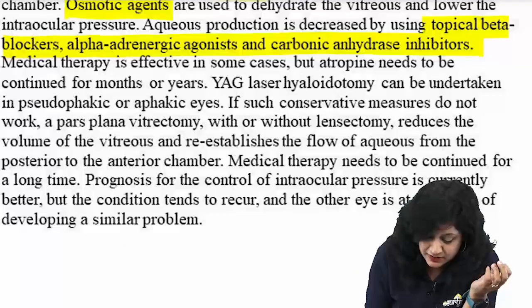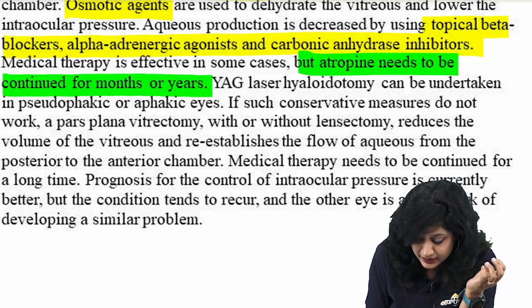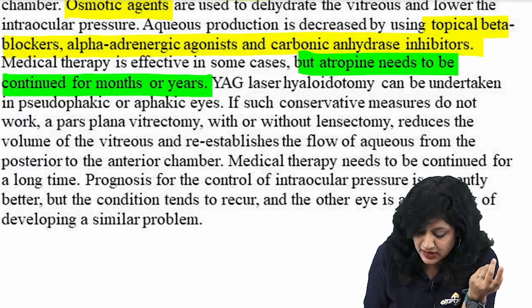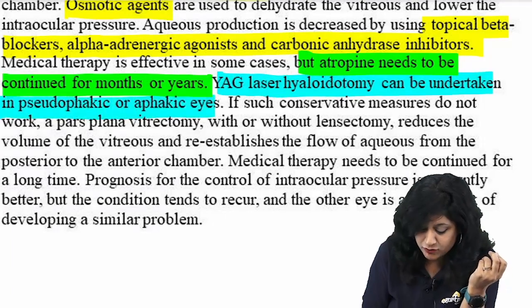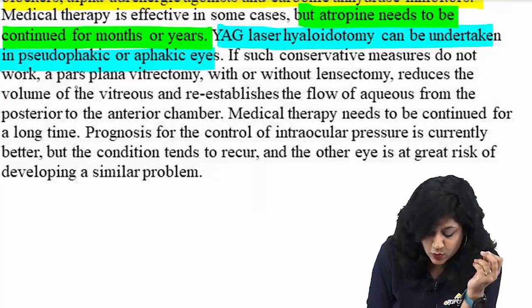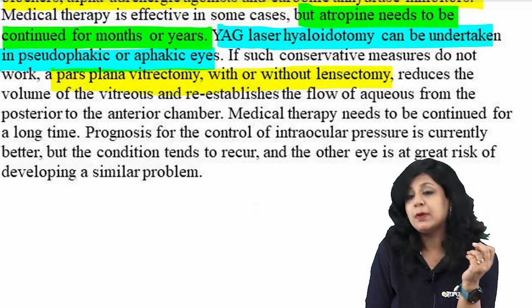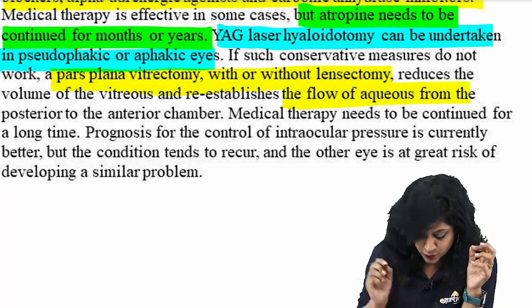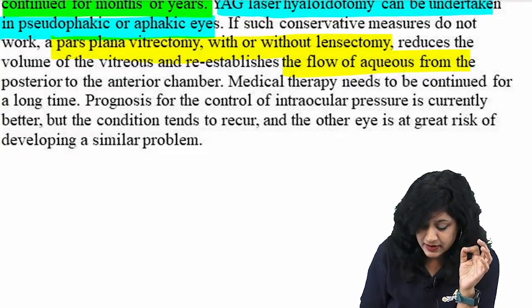Medical therapy is effective in some cases, but atropine needs to be continued for even months or years. Then if the patient has pseudophakic or aphakic eyes, you can do laser hyalodotomy also. If such conservative measures do not work, you can go for a pars plana vitrectomy with or without lensectomy, because that will certainly decrease the vitreous volume and reestablish the flow of aqueous. Medical therapy needs to be continued for a very long time in these cases.